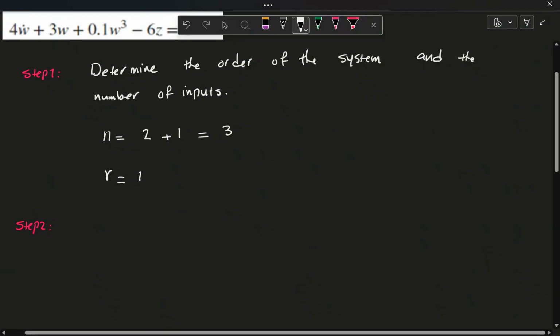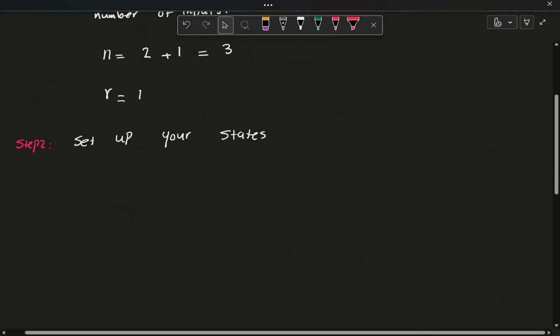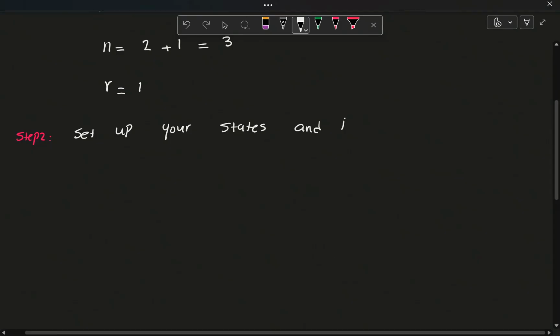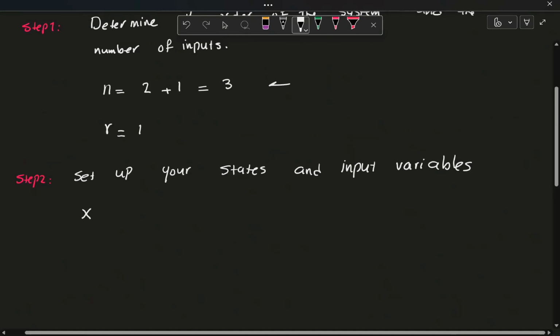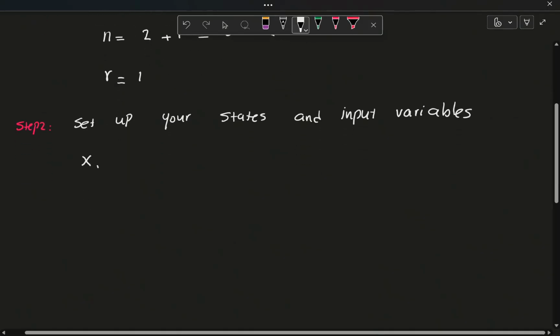Which is where we're going to set up your states and your input variables. Note that, guys, for the states, I have a convention. In my convention, states are shown with X, and if I have multiple states, I'm going to have indices for these X's. The order of the system is 3, which means that I would need 3 states. My states are going to be X1, X2, X3.